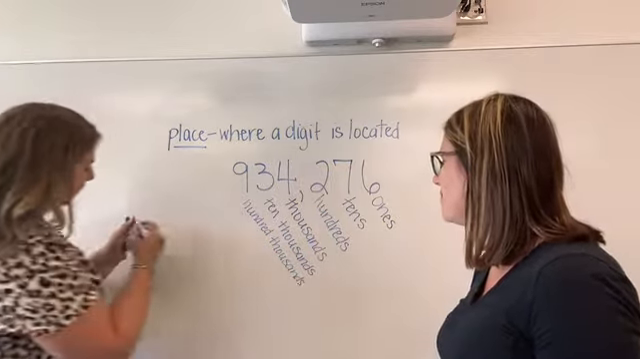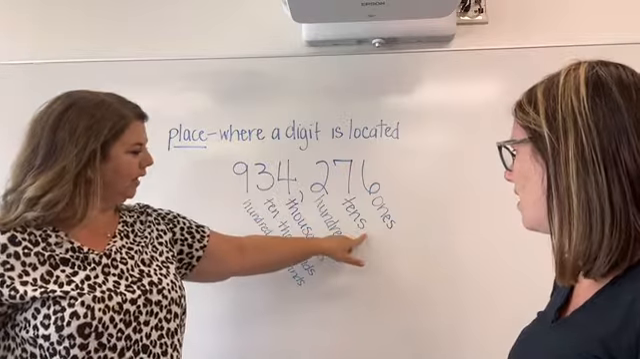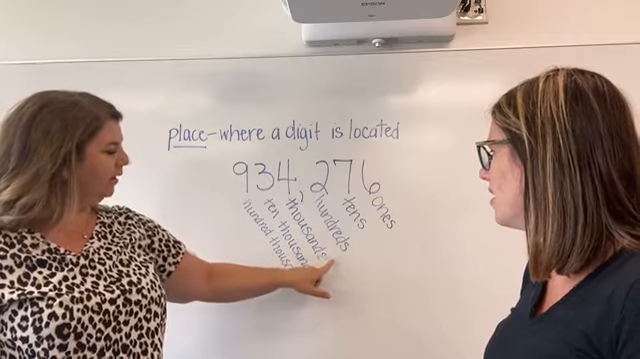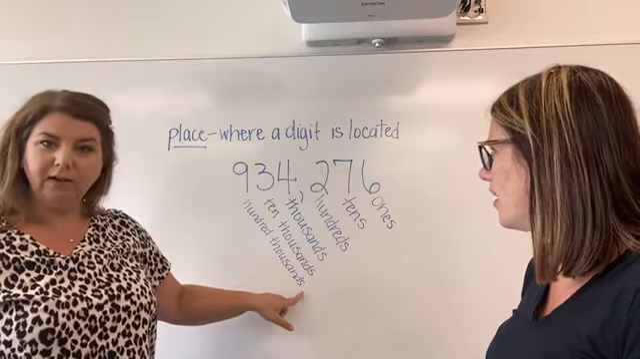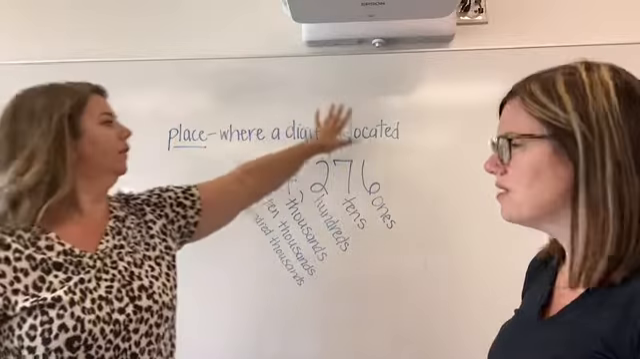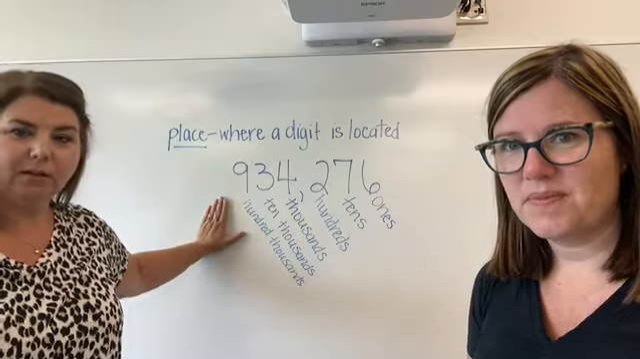We have a lot of big words here. All right, so just say them with me. We're going to start over here. We have the ones, tens, hundreds, thousands, 10,000s, 100,000s. These are all of our places when we're dealing with numbers.